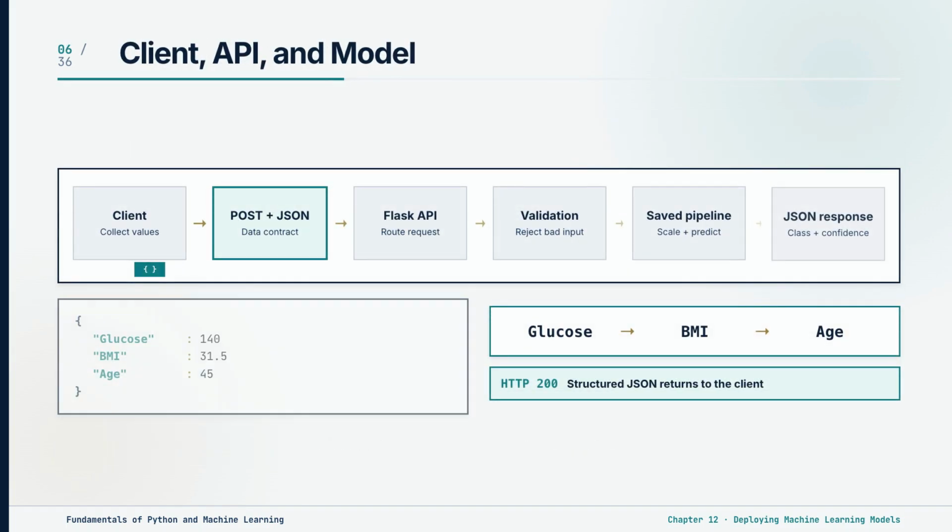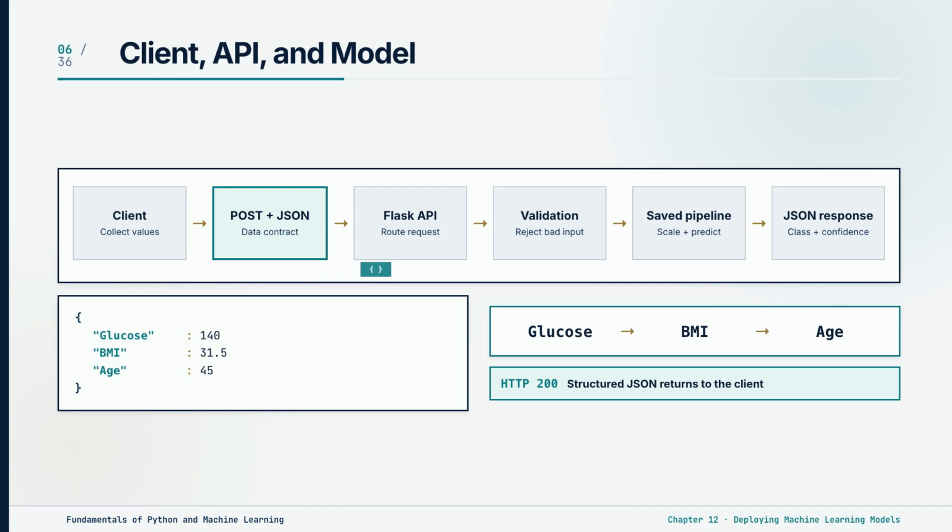A simple deployment has three major parts. The client application collects or receives the feature values. It sends those values to a REST API using an HTTP POST request and a JSON body. The Flask application validates the request, arranges the features in the expected order, and sends them to the saved model pipeline. The model returns a class prediction, and when supported, class probabilities. The API converts the result into JSON and sends it back to the client. The client then presents the result to the user.